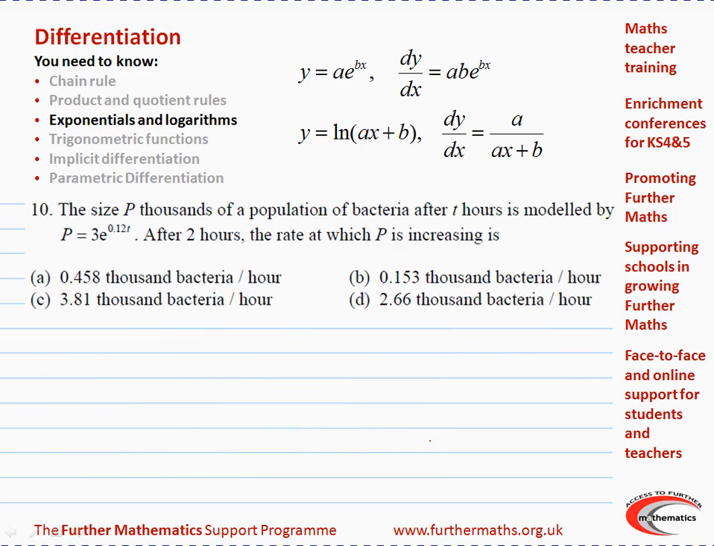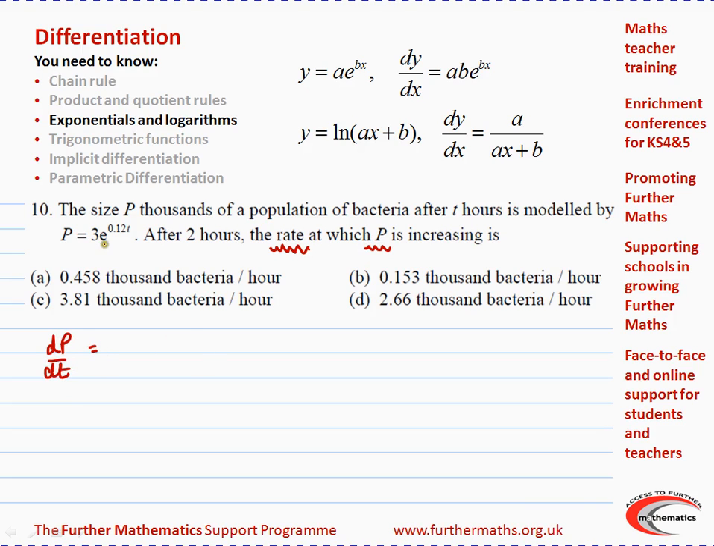Okay, so here we've got a little practical application of the exponential functions that we've been looking at. The size p in thousands of a population of bacteria after t hours, some of these examples can be pretty gross, is modelled by p equals 3e to the 0.12t. And we have to decide the rate at which p is increasing after 2 hours. Now, as soon as you see the word rate, you know that you're going to be differentiating, and in this case we're looking at the rate of increase of p, so we know that we're going to be looking for dp dt, the derivative of p with respect to time, the rate of change of p with respect to time.